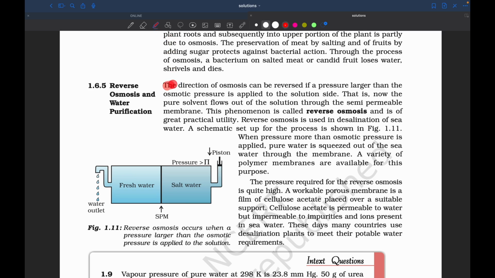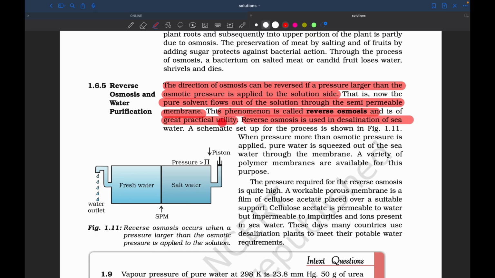So look at what is given here: the direction of osmosis can be reversed if a pressure larger than the osmotic pressure is applied to a solution. That is, now pure solvent flows out of the solution through the semi-permeable membrane. This phenomenon is called reverse osmosis and is of great practical utility. Reverse osmosis is used in desalination of seawater. Desalination, removing salt from the seawater, is the desalination process.